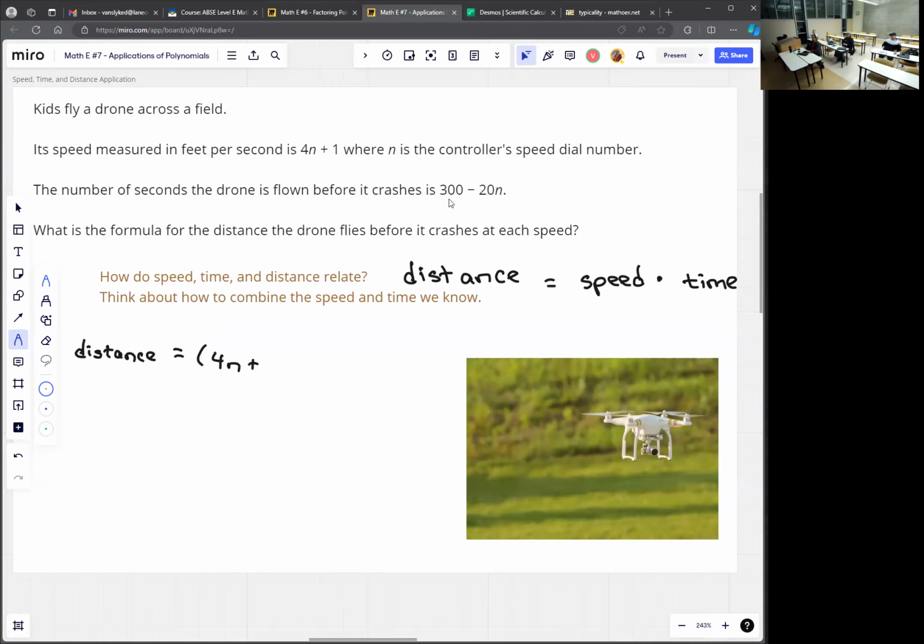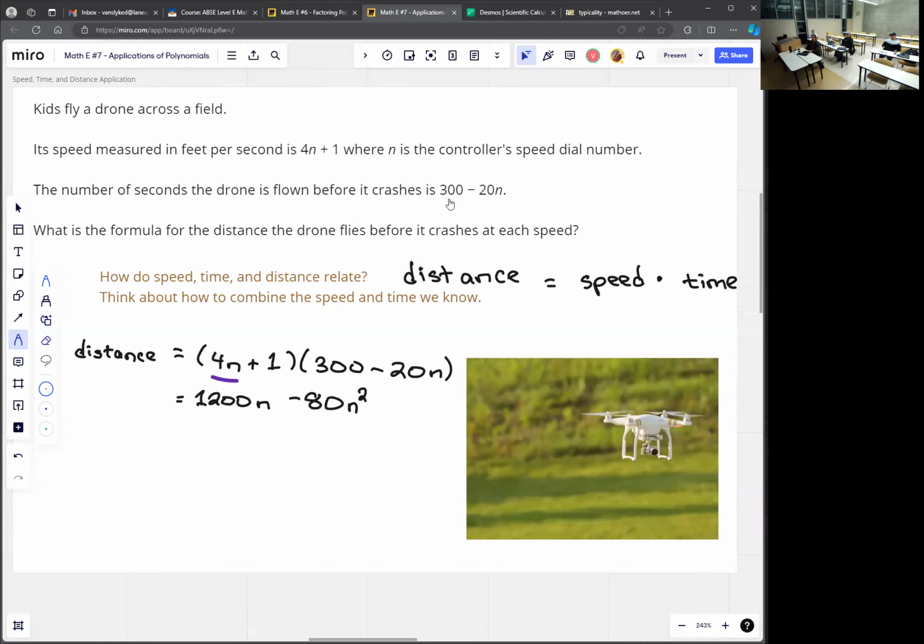4N plus 1 times 300 minus 20N. So I need to FOIL first. 4N times 300, 4 times 3 is 12 with two zeros. FOIL, so outside. So 4N and a minus 20N. So 4 times 20 is 80. So negative 80, oops. And N times N is going to make N squared.